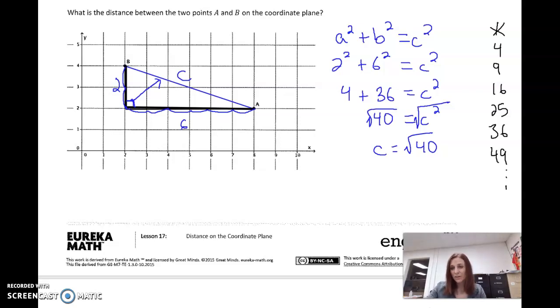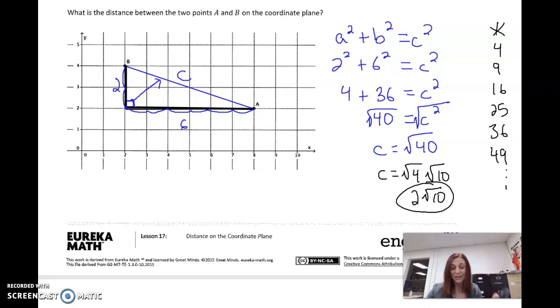So if I look at my perfect squares here, which ones can we divide 40 by? And that's 4. So this would be the square root of 4 times the square root of 10. The square root of 4, what number times itself equals 4, is 2. Now 10, before we just bring it down, are there any perfect square factors other than 1 that go into 10? No. So our exact answer is 2 times the square root of 10.